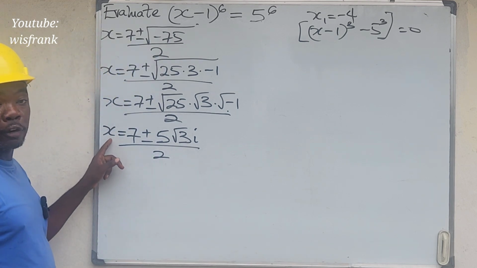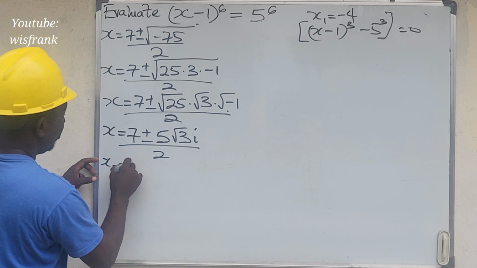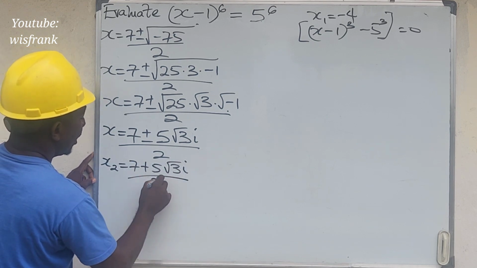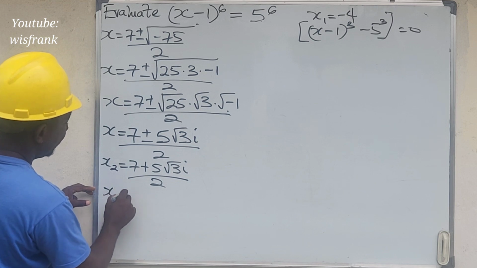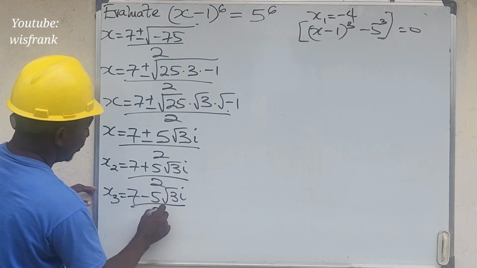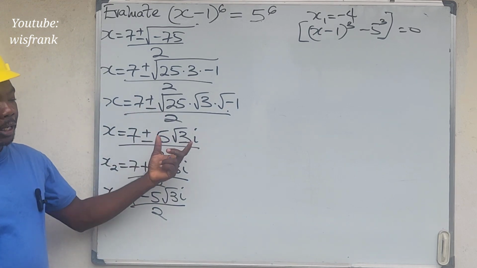So we have solutions of x here, which is x1, x2 will be equal to 7 plus 5 root 3i all over 2. And we also have x3 as 7 minus 5 root 3i all over 2. So these are the three values of x that we have from case 1.